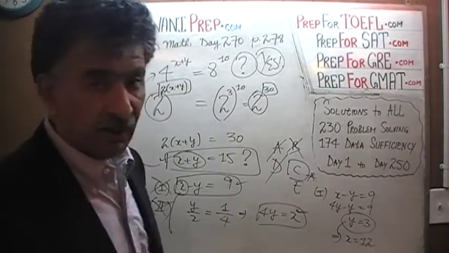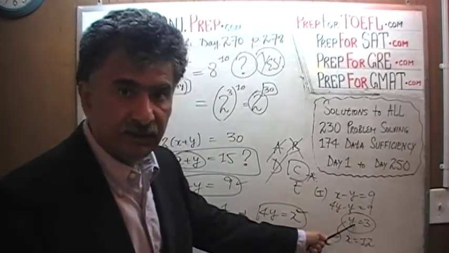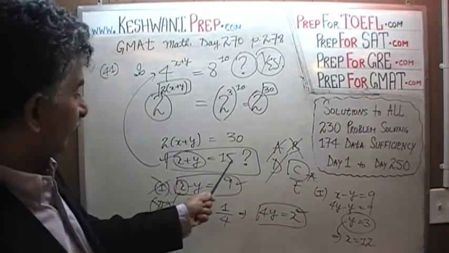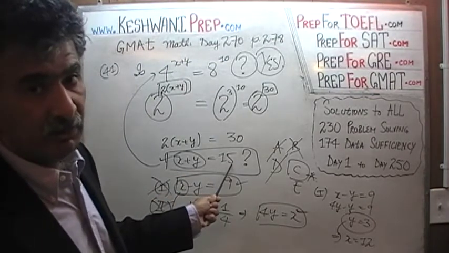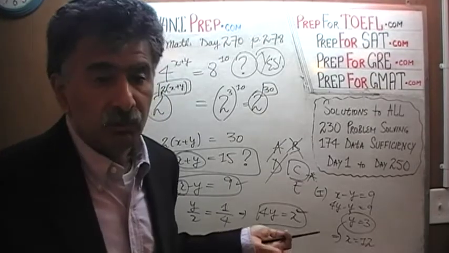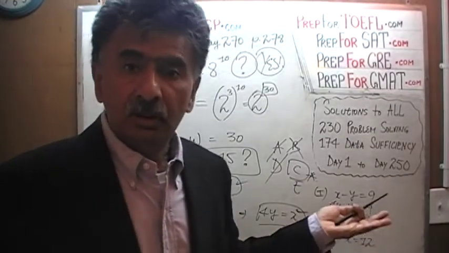But even if the answer had turned out to be no, if we had found out that x is equal to 10 and y is equal to 3, 10 plus 3 is 13, in which case the answer would have been no, is it 15? In that case the answer would have been no, and it still would have been fine. The answer still would have been C, because the two statements together enable us to answer the question yes or no.